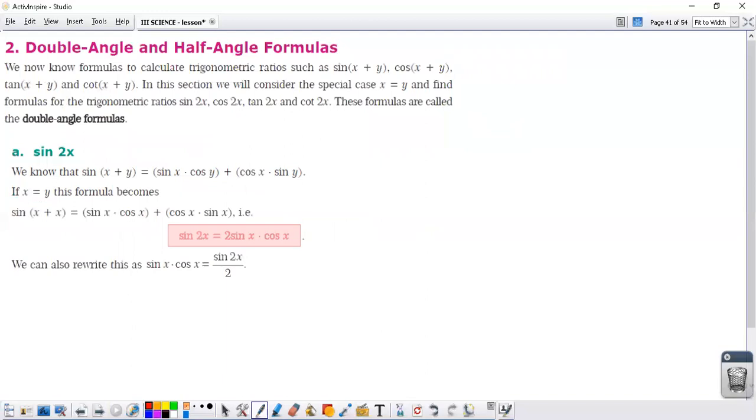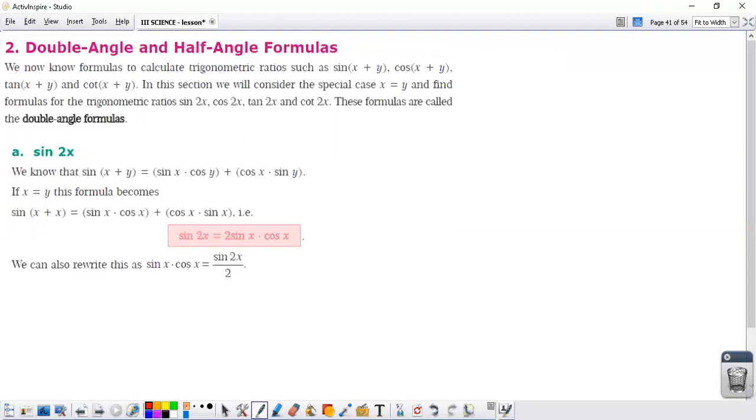For the next part, we're going to talk about double angle and half angle formulas. So we know formulas to calculate trigonometric ratios such as sine x plus y, cosine x plus y, tangent x plus y, and cotangent x plus y by using some formulas. And in this section, we'll consider the special case x is equal to y and find formulas for the trigonometric ratios sine 2x, cosine 2x, tangent 2x, and cotangent 2x. These formulas are called the double angle formulas.